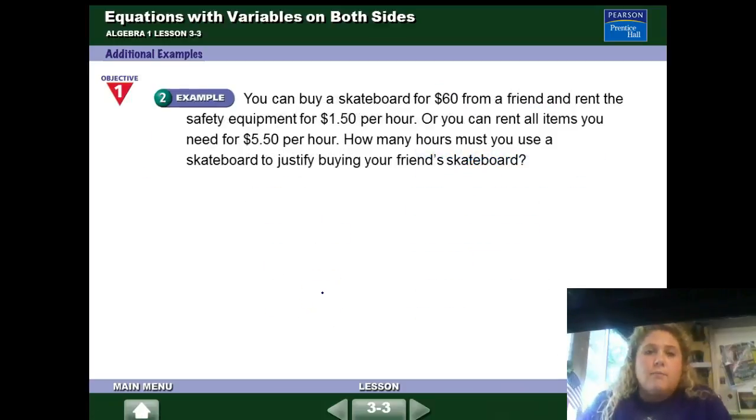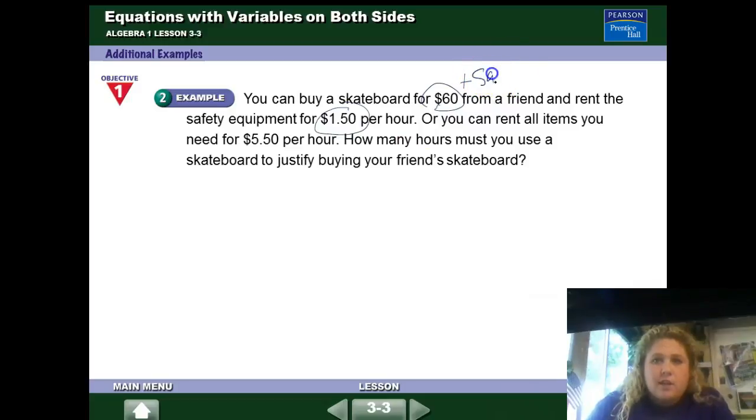The second problem, pause the video and read it. Alright, to pull out the important information here, what do we have? Well, we know it costs 60 bucks to buy a skateboard from a friend, and then with that $60, you're also going to have to add in renting safety equipment for $1.50 per hour. So plus the safety. Now, the other option would be if you rented everything, so that would be including the skateboard and including the safety equipment, it would only cost you $5.50 per hour.